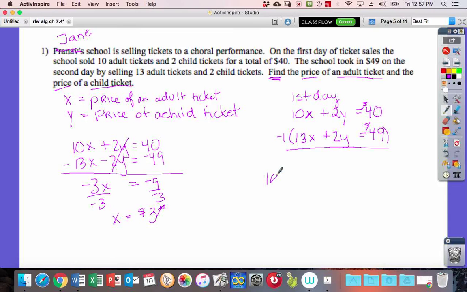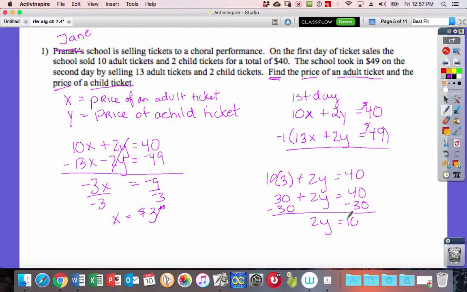So I'm going to put it into the very first one. 10 times 3, because that's what x is, plus 2y is equal to 40. So I have 30 plus 2y equals 40. I need to get the y all by itself, so I'm going to subtract 30 from both sides. I get 2y is equal to 40 minus 30, which is 10. If I divide both sides by 2, I get y is equal to 5.